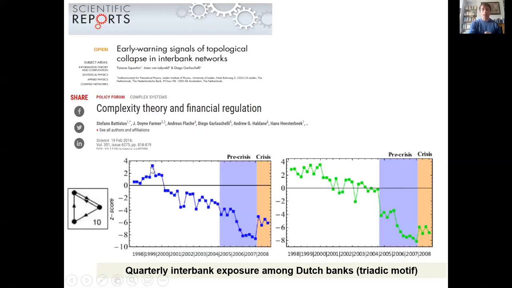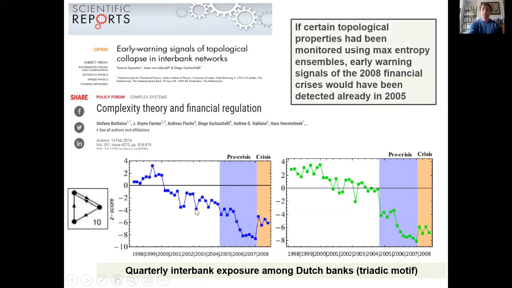And you can see that this is from 1998 to 2008. 2008 was the financial crisis year. And the thing is, we have the time series so we can reconstruct those. So you could have actually predicted the crisis in 2005 if you had used this method. If you monitor particular topological properties of the network using maximum entropy ensembles, you could have had early warning signals of the 2008 financial crisis already in 2005.